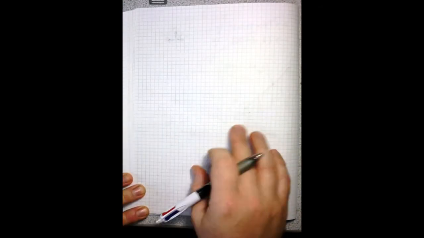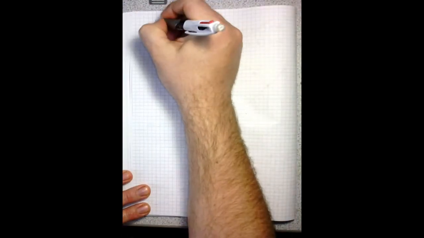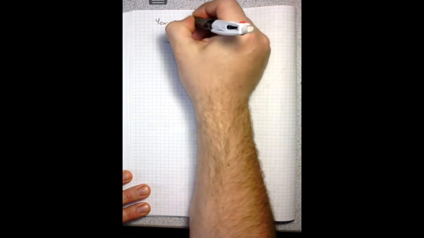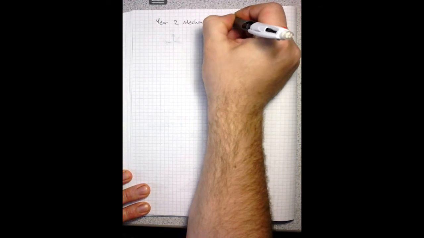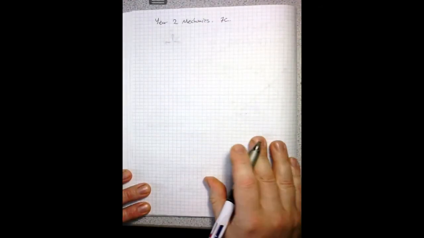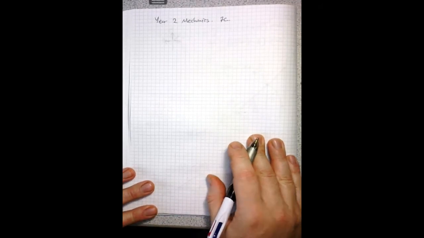Hi, this is the next video for Year 2 Mechanics. We're working towards exercise 7C, and we're looking a little bit further at friction and limiting equilibrium.